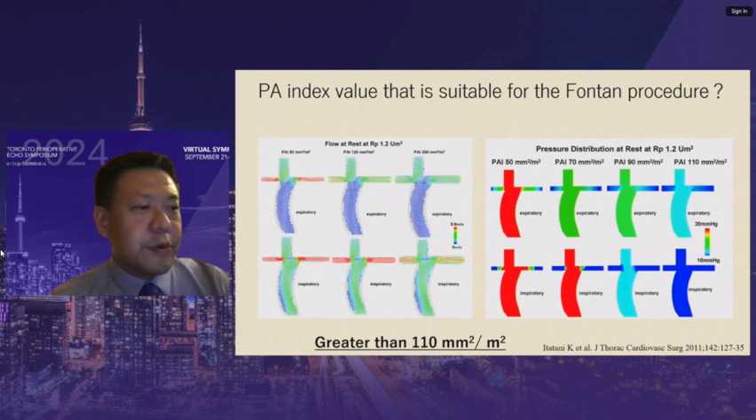Itatani, through theoretical analysis, created Fontan models of various PA indexes that take respiratory variations into account. He simulated the energy loss values and IVC pressure for each model and demonstrated that a PA index of 110 or more is sufficient. Next slide.